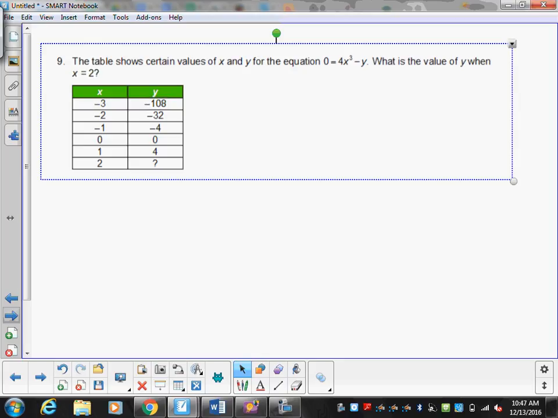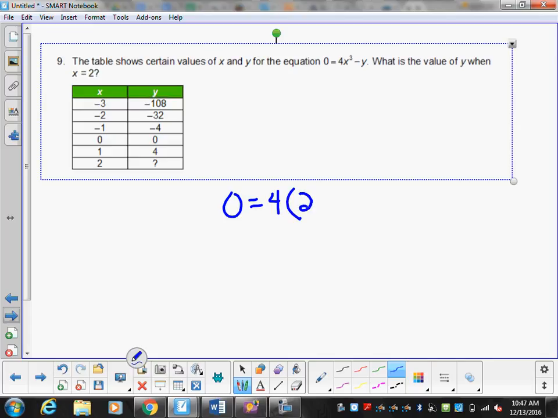The table shows certain values of x and y for the equation 0 equals 4x to the third power minus y. What is the value of y when x equals 2? And so y'all, on this one, all you're doing is plugging in the 2 for x, and then finding out what y is. So we got 0 equals 4 times 2 to the third power minus y.